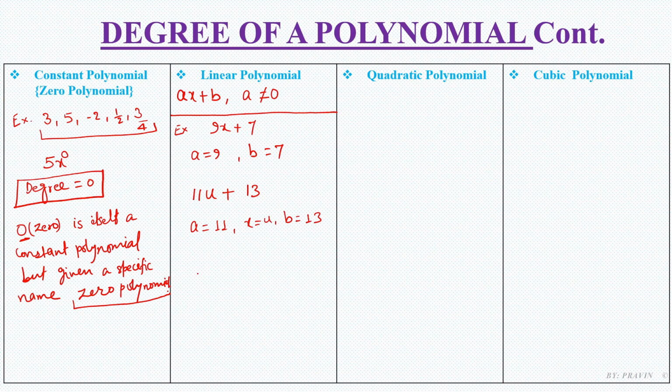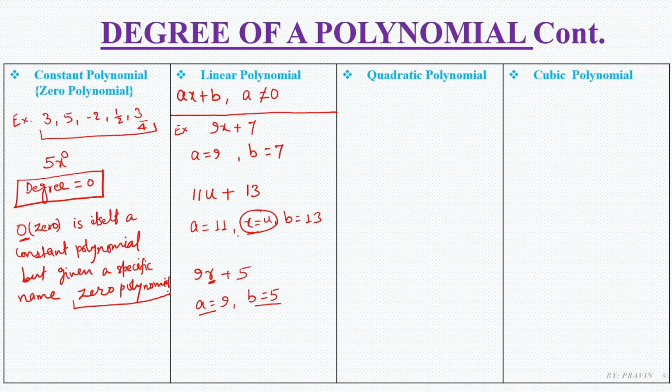Let's take another example also. Say you have 9r plus 5. Again, if you compare this with the standard form ax plus b, you find that a is 9 and b is equal to 5. I will not write here x is equal to r, as I wrote x is equal to u earlier, because I wrote that only to make you understand. You need not write that; you only need to write a is equal to 9 and b is equal to 5.